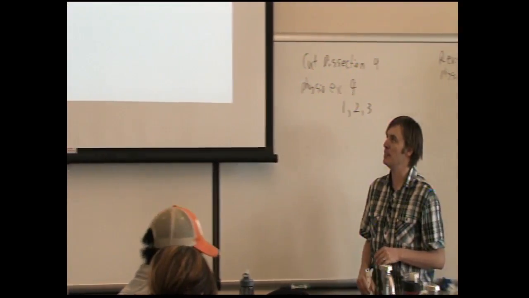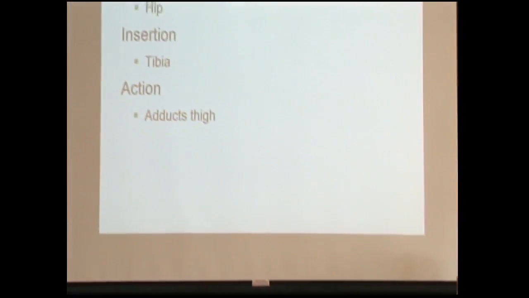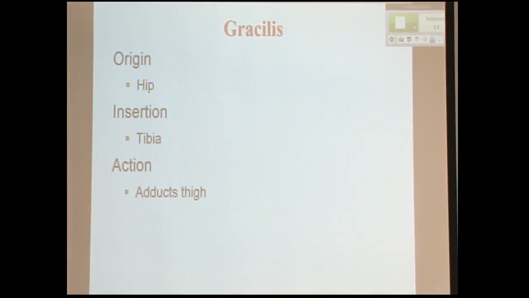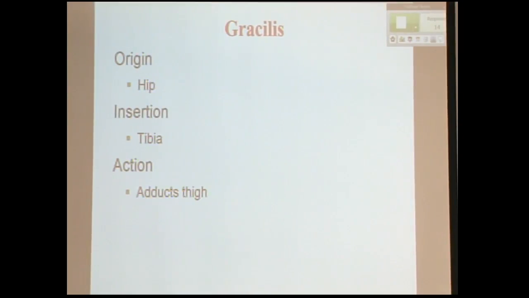And then you have your gracilis, which is attached to the hip, with insertion on the tibia, and it adducts your thigh. What does thigh adduction look like? Anybody remember? Is it going towards your body or away from it? So if you started out here and you pulled it in, that'd be your gracilis there.